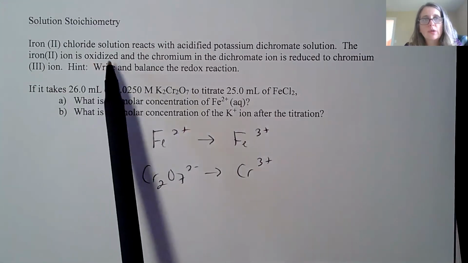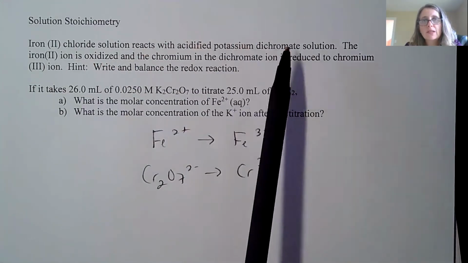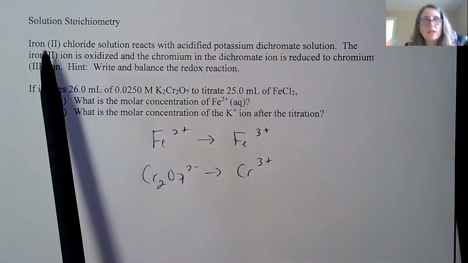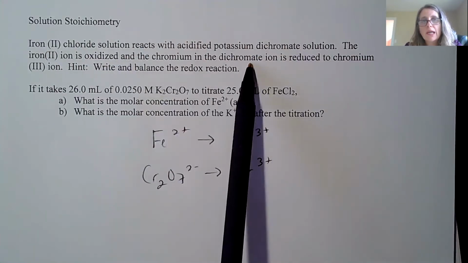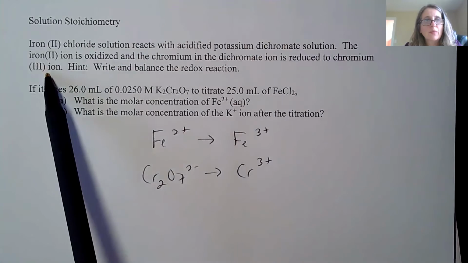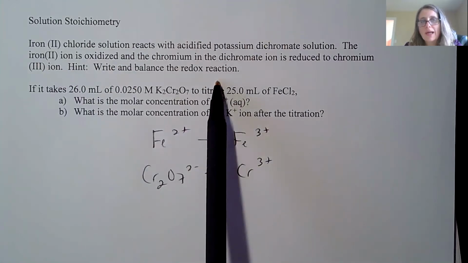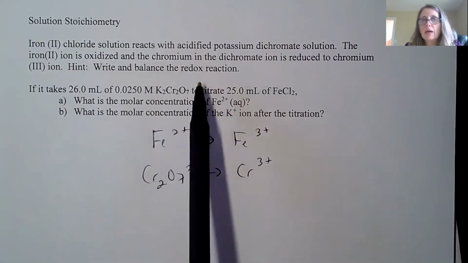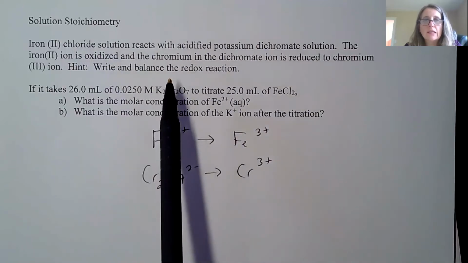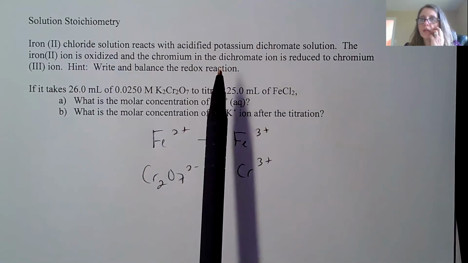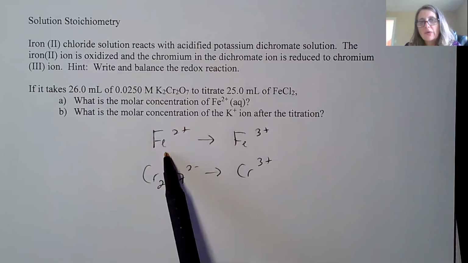So iron 2 chloride reacts with acidified potassium dichromate. The iron 2 is oxidized, the chromium in the dichromate ion is reduced to chromium 3. You need to write a balanced redox reaction. So again, we have not done anything like this. This is just to kind of push you a little bit. So I would give it to you in this format.